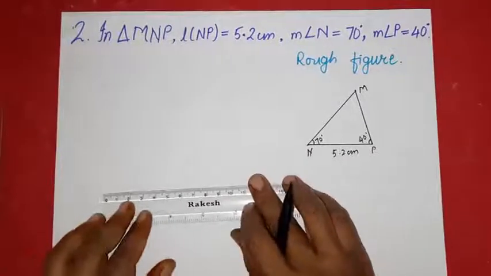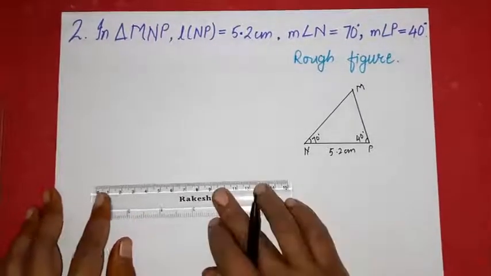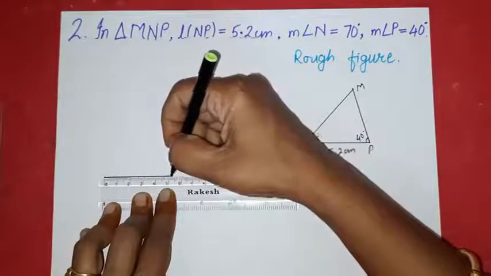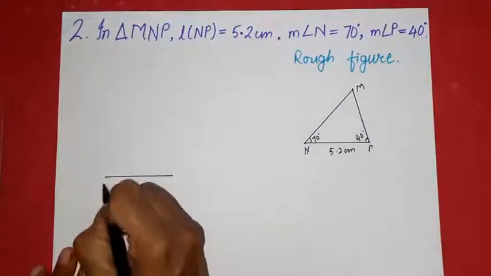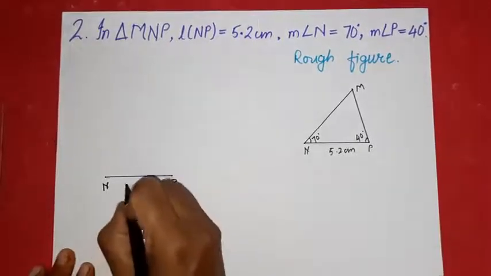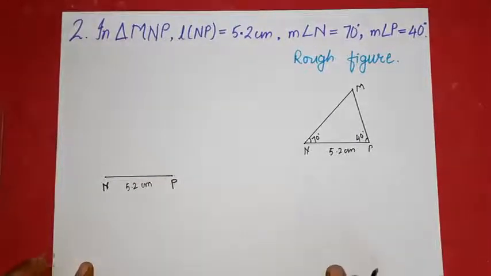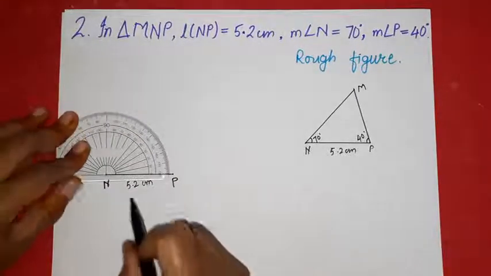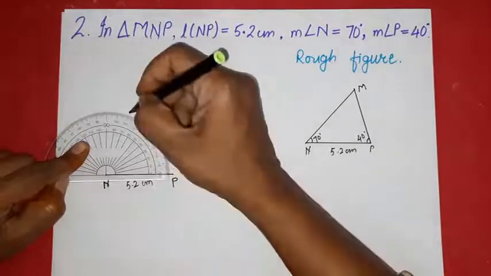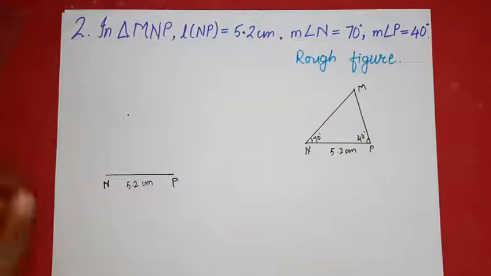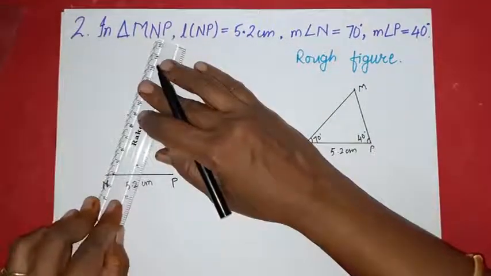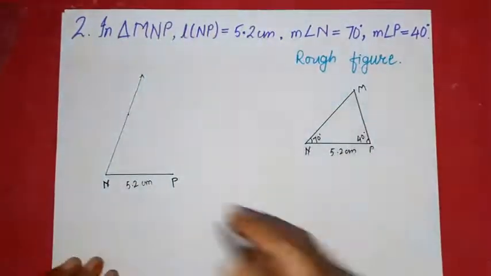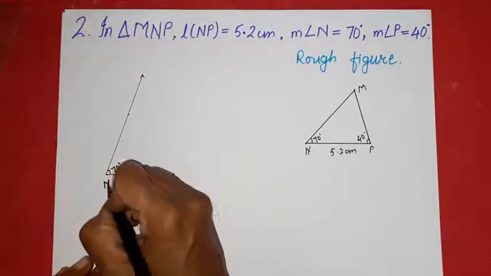So first we will draw segment NP of 5.2 centimeters. Start from 0, draw it up to 5.2. Now give the name to this segment NP. It is of 5.2 centimeters, so we will write its measure below the segment. Now angle N is 70 degrees, so put the origin on vertex N. As we are overlapping on the left, we will start from 0, move up to 70 degree. Now join vertex N with this point. Draw the ray, give the arrow, write the measure of angle N as 70 degree.